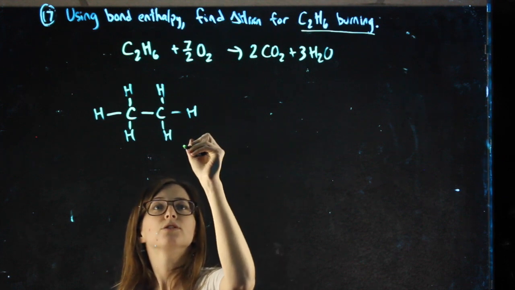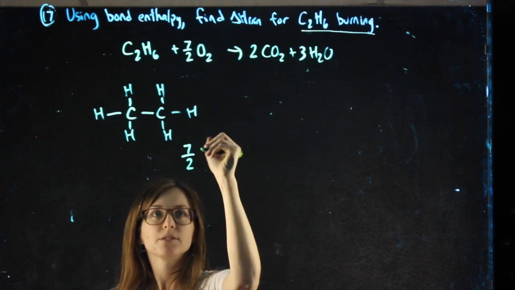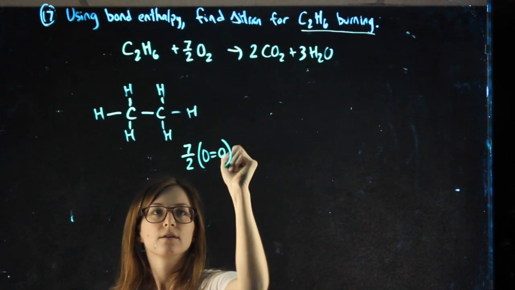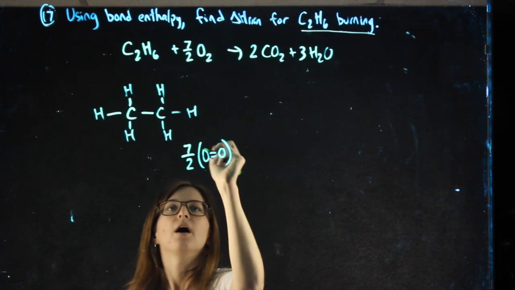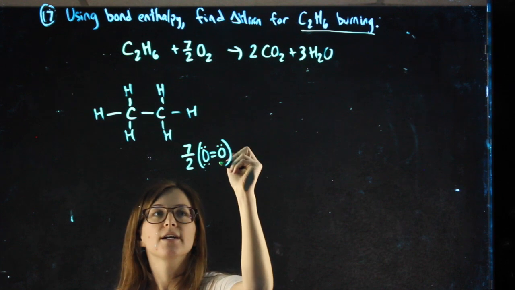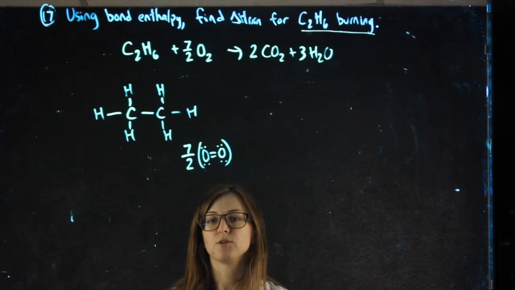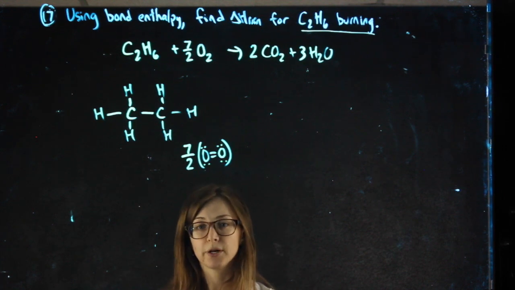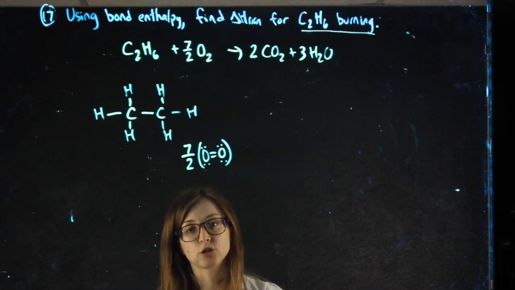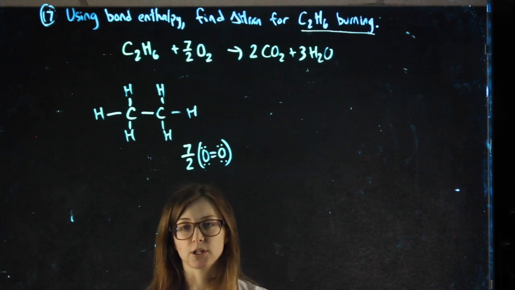For the O2s, I can't draw it 7 halves times, so I'm going to draw O2 like so. You've hopefully drawn it enough times that you just know it's a double bond, but if you needed to really draw out its Lewis structure, you could. And there is a review video about how to draw Lewis structures posted online.